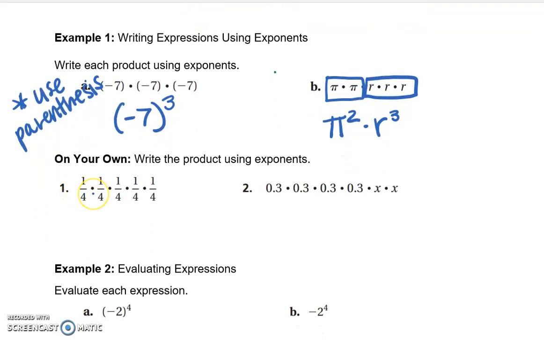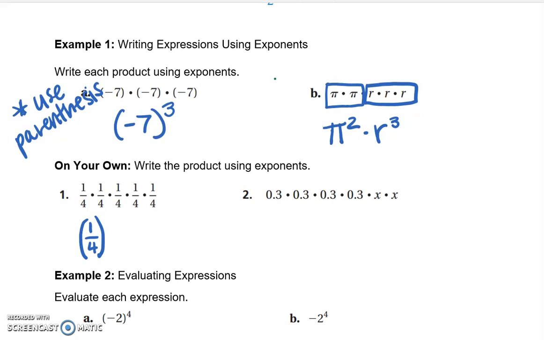On your own number 1, super important. I know they don't use parentheses in the example problem, but remember with exponents, if you want to tell the exponent to go both to the numerator and the denominator, you need to use parentheses, okay? So make sure in number 1, when you do this on your own, you're using parentheses on your paper.